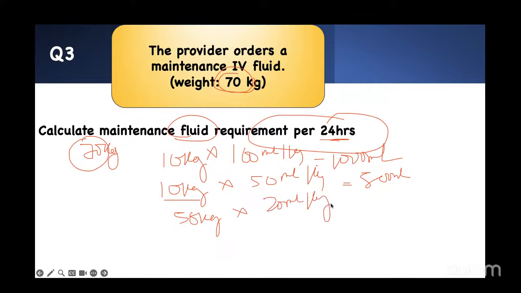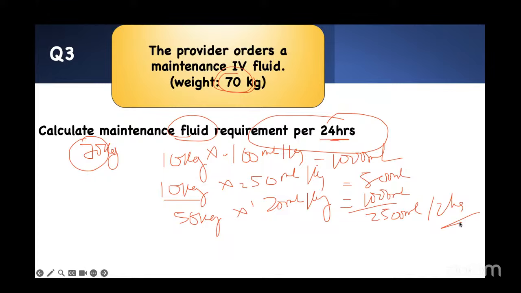This is the 24-hour rate. If it is to be an hourly rate, you just use 4 to 1. You put 4 here, you put 2 here, and you put 1. But because this is 24 hours, we use 100 ml, 50 ml, and then 20 ml. And these also will give you 1,000 ml. So that's what we have. A total of this will be 2,500 ml. This is how much fluid the patient needs within 24 hours. So 2.5 liters of fluid within 24 hours.